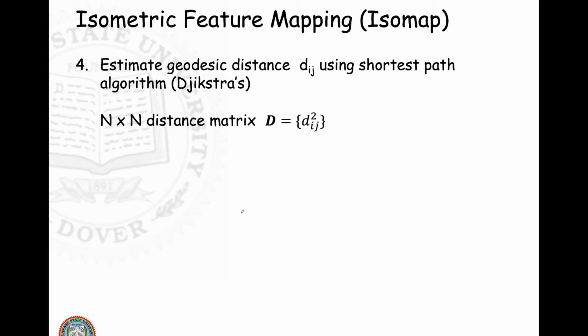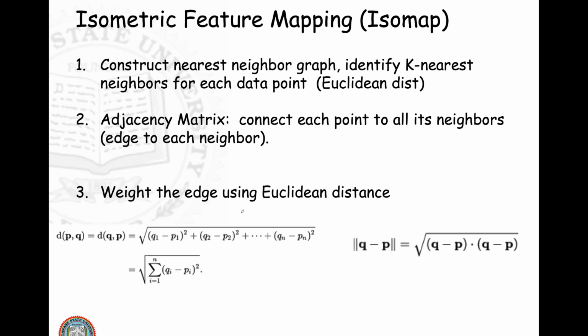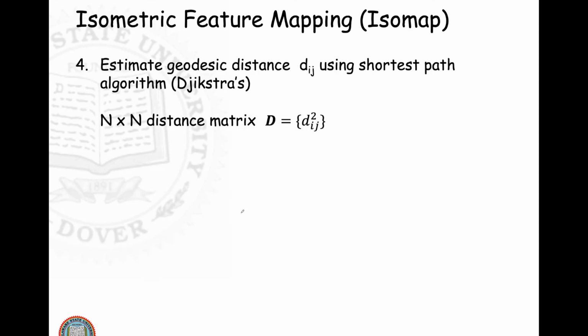And this gives you, for a data set of size big N, an n by n distance matrix we're going to call D. And so you connect together nearest neighbors, you build an adjacency matrix, and then you weight the edges using Euclidean distances between those adjacent nodes, your nearest neighbors, and then you run Dijkstra's to fill in those pairwise distances that aren't directly connected.